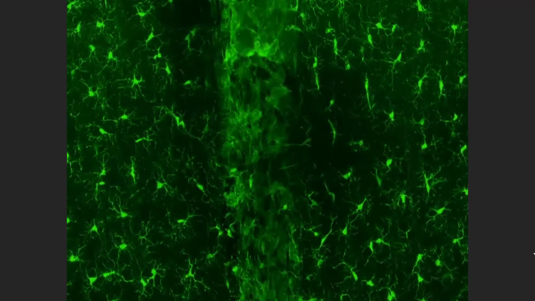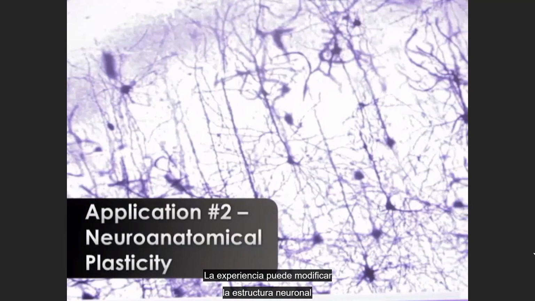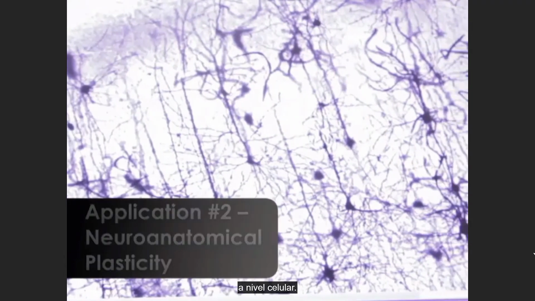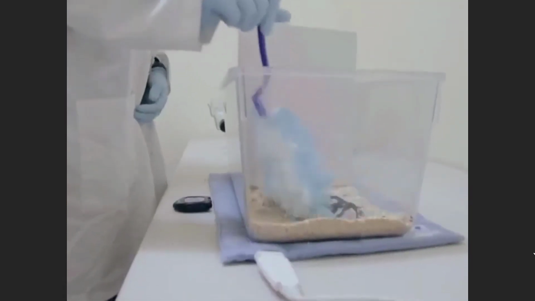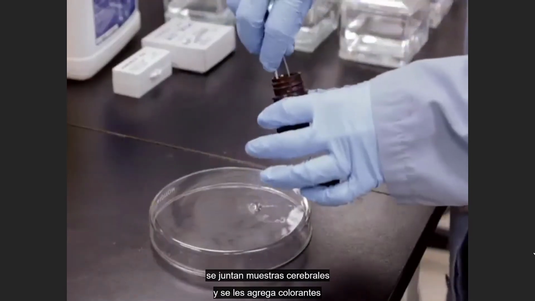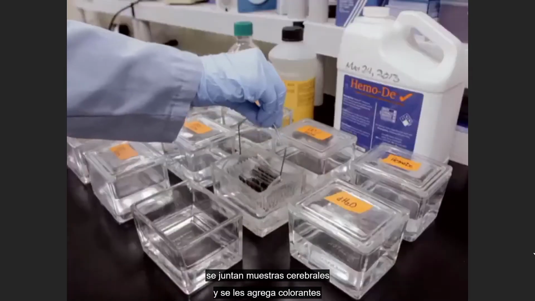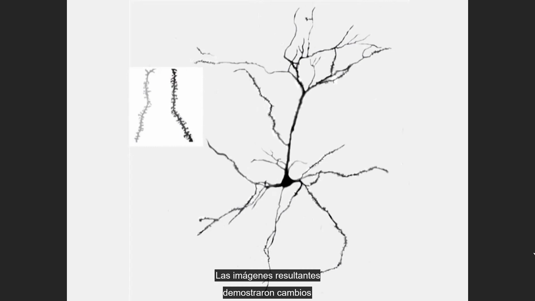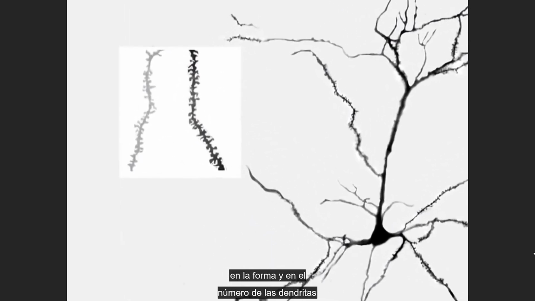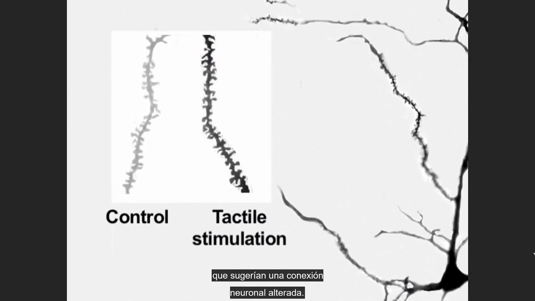Stained sections can also be studied at high magnification, allowing researchers to visualize structure at the cellular level. Experience can modify neuronal structure at the cellular level. In this experiment, young rats were exposed to tactile stimuli throughout development. When they reach adulthood, brain samples are collected and stained to visualize cell morphology. The resulting images reveal changes in the shape and number of dendrites, suggesting altered neuronal connectivity.